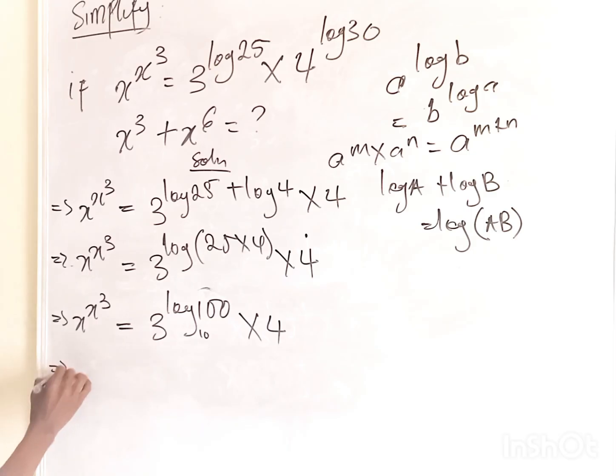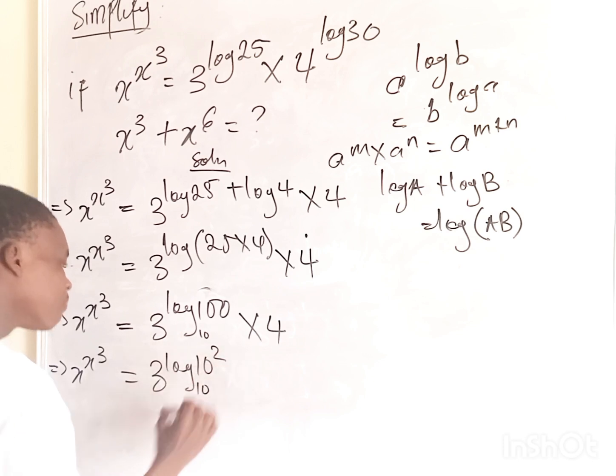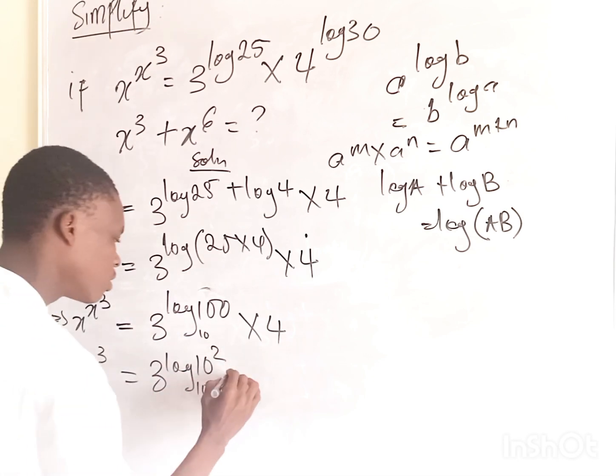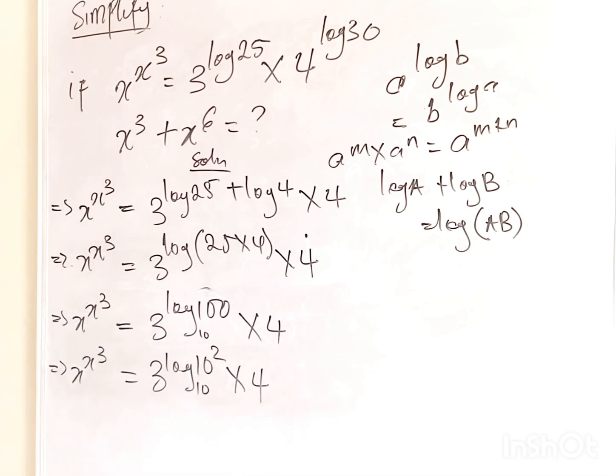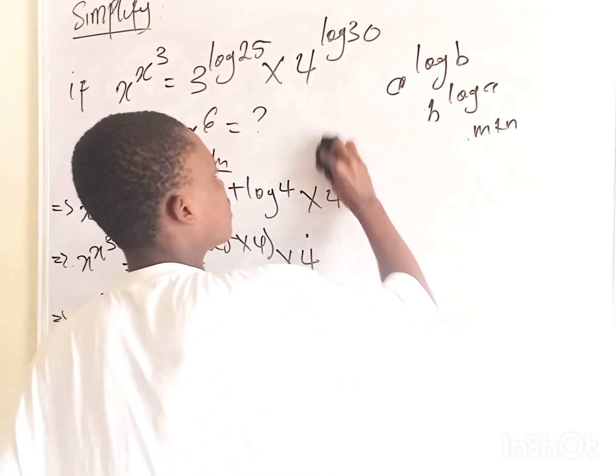So from here, this implies that x to the cube equals 3 log, we know that 10 to power 2 here, 10 raised to power of 2 is 100. So let's finish this.